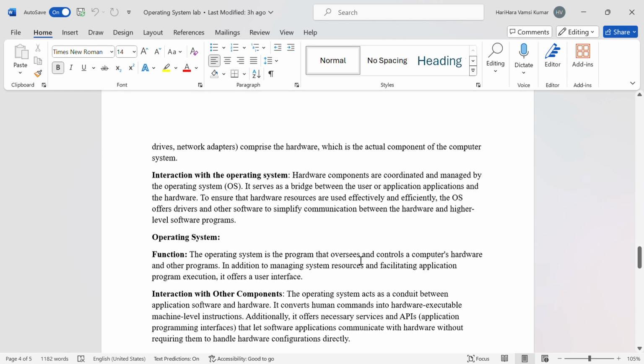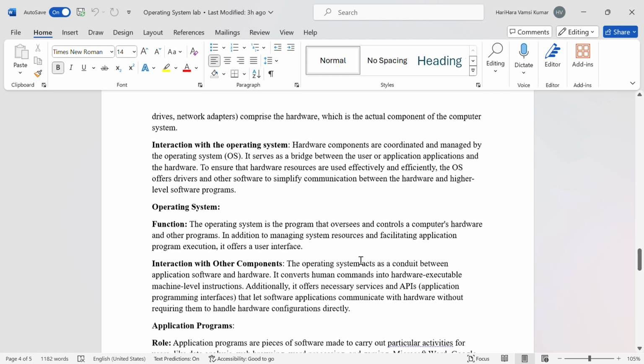Interaction with the operating system. Hardware components are coordinated and managed by the operating system. It serves as a bridge between the user or applications and the hardware to ensure that the hardware resources are used effectively and efficiently. The OS offers drivers and other software that simplify communication between the hardware and higher levels.